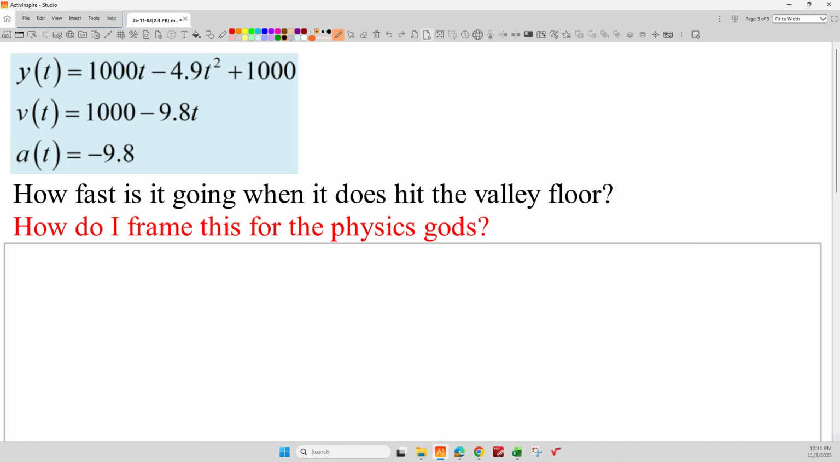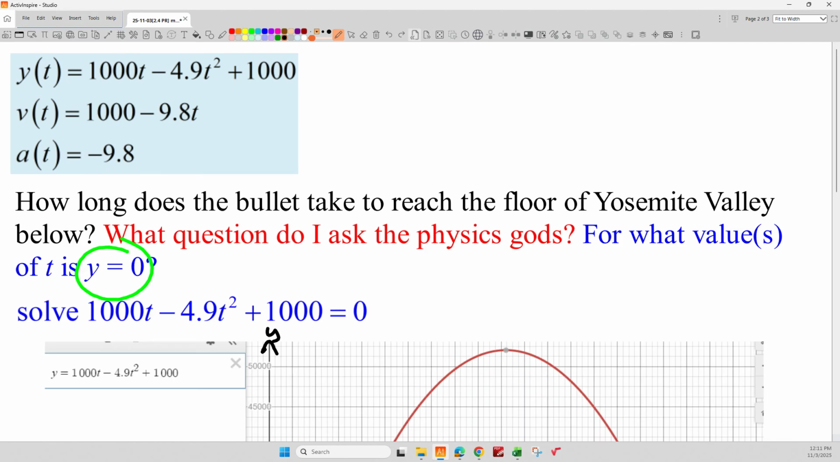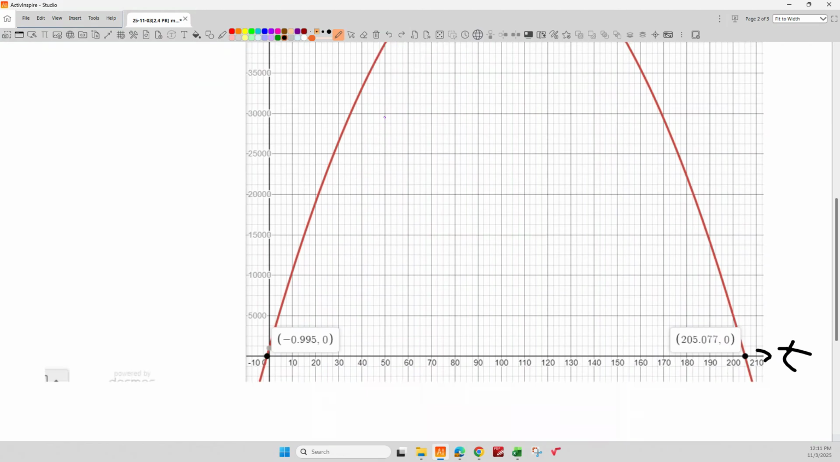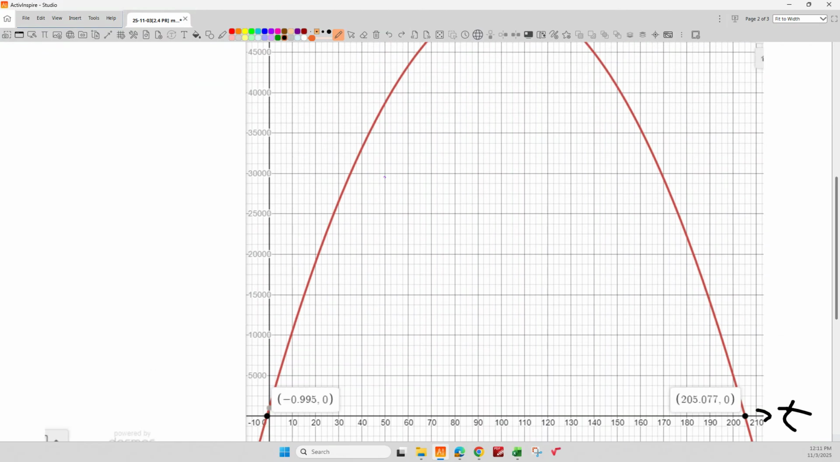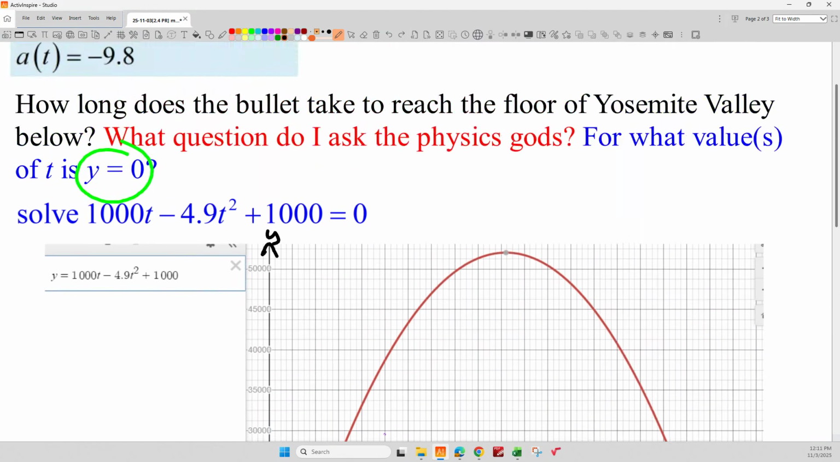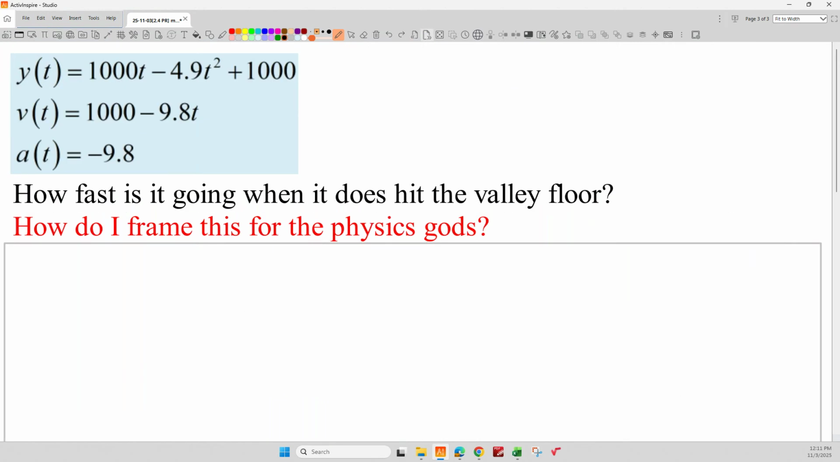And we get, let's go back here a second. So we're going to get what for an answer then? We wanted the time. Oh, we found it, right? There it is, 205.077 seconds. Okay. Next question is, how fast is it going when it hits the valley floor?